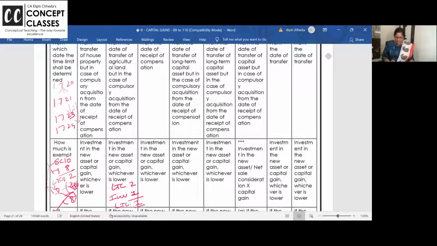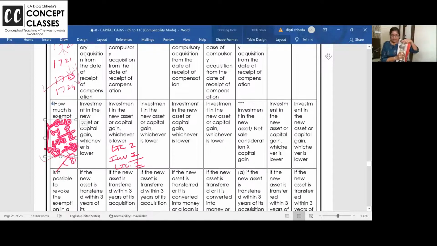I'll explain ahead, but tell me, this date example, this money example, are they clear? थोड़े अलग है exemptions, तो आप respond करो. Are they clear? How much is exempt? Capital gain or sale consideration, whichever is lower. Ma'am, if sale consideration is 10, how much will be exempt? 2. If sale consideration is 1, how much will be exempt? 1. ठीक है.